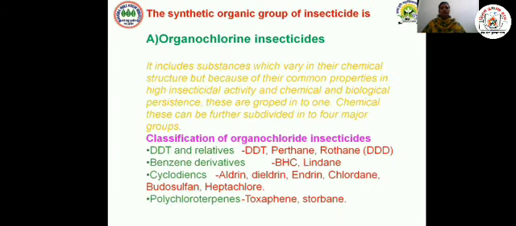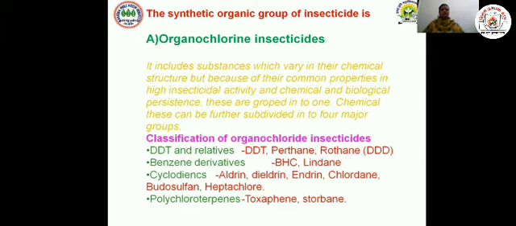Synthetic organic group of insecticides. First is organochlorine insecticides. Write a short note on organochlorine insecticide, or define organochlorine insecticide and give its classification. See, these are substances which vary in their chemical structure, but because of their common properties of high insecticidal activity and chemical and biological persistence, they are grouped into one. Chemicals can be divided into 4 major groups.